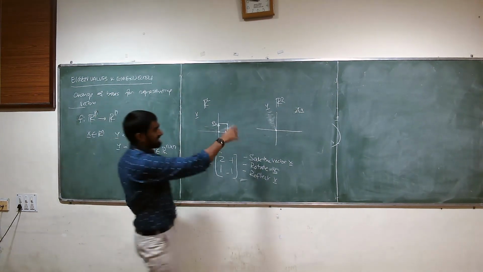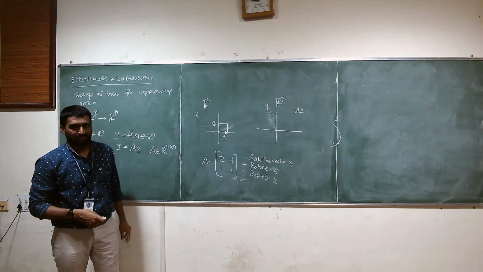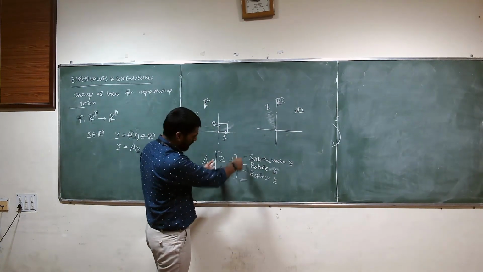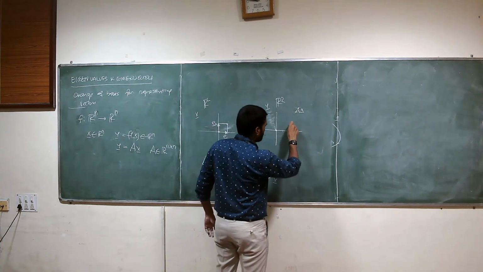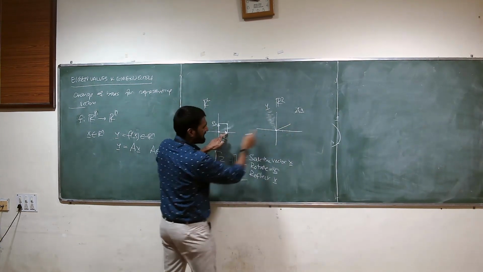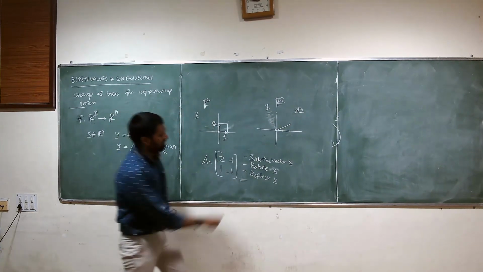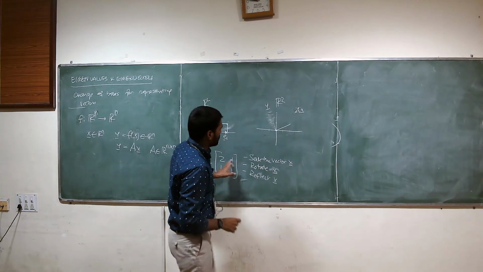What will I get exactly? What is A times E1? It is 2, 1. Well, you're choosing 1, 0, which means you're choosing the first column, not the second column. That's 2, 1, so that's where this point maps. What about E2? What's this? This is 1, minus 1. That's here.